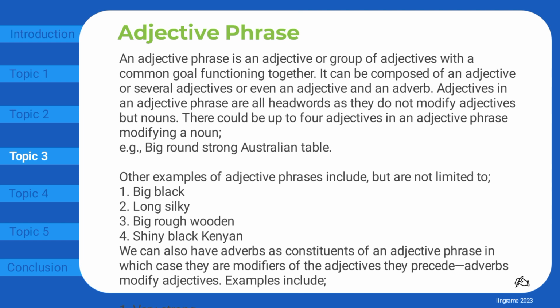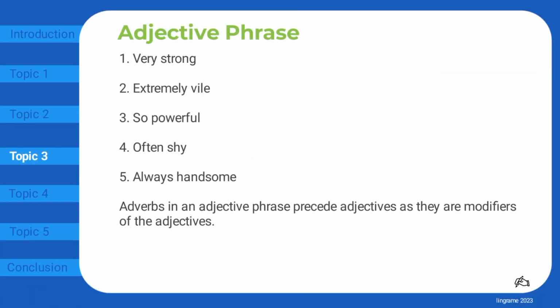Other examples of adjective phrases include, but are not limited to, big black, long silky, big rough wooden, shiny black canyon. We can also have adverbs as constituents of an adjective phrase, in which case they are modifiers of the adjectives they precede. Adverbs modify adjectives. Examples include very strong, extremely vile, so powerful, often shy, always handsome. Adverbs in an adjective phrase precede adjectives as they are modifiers of the adjectives.